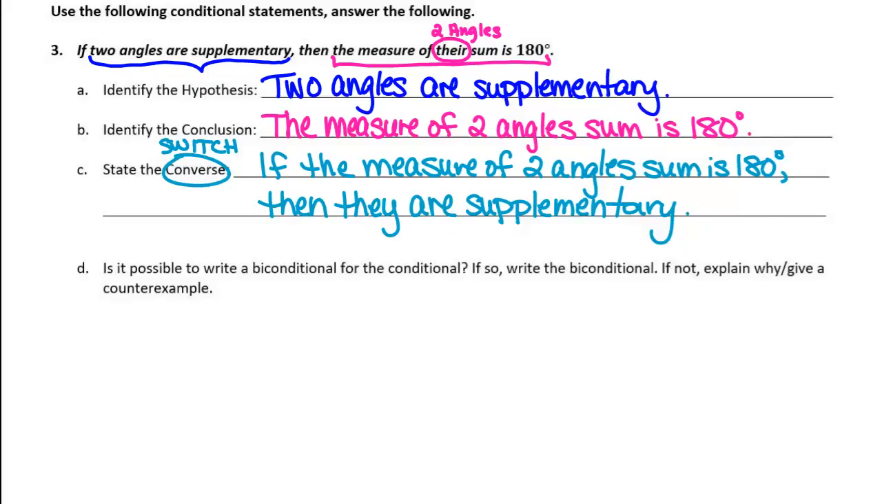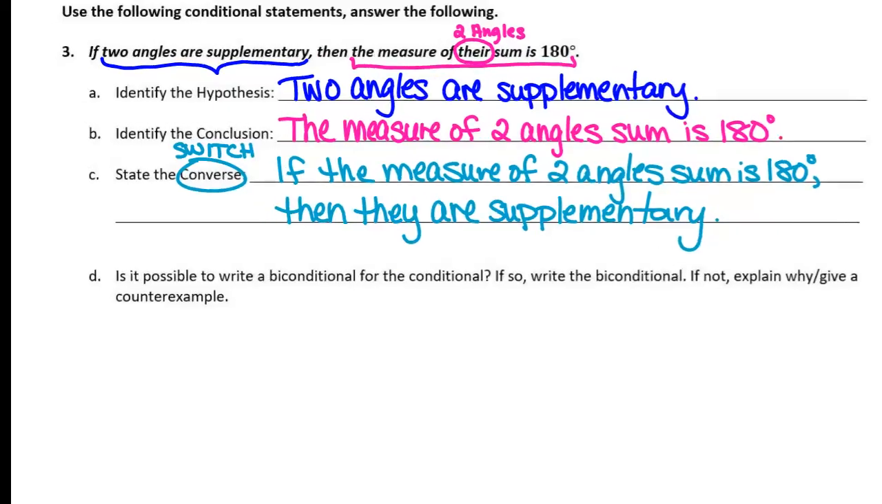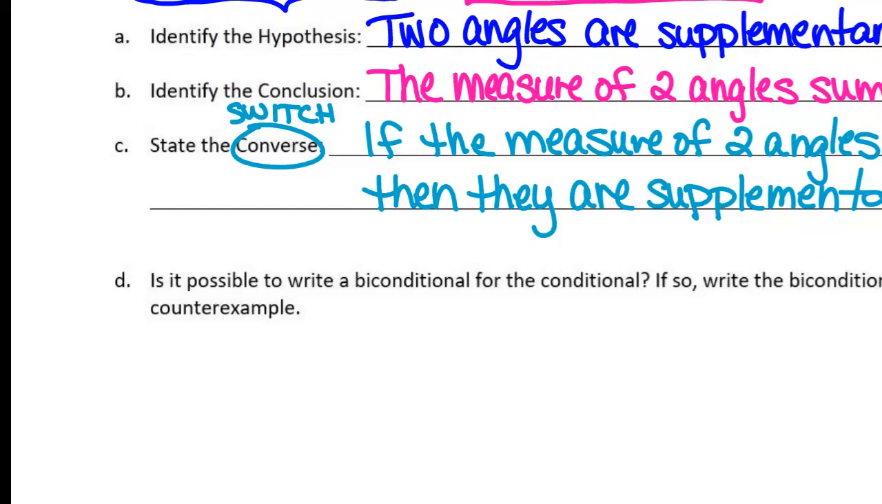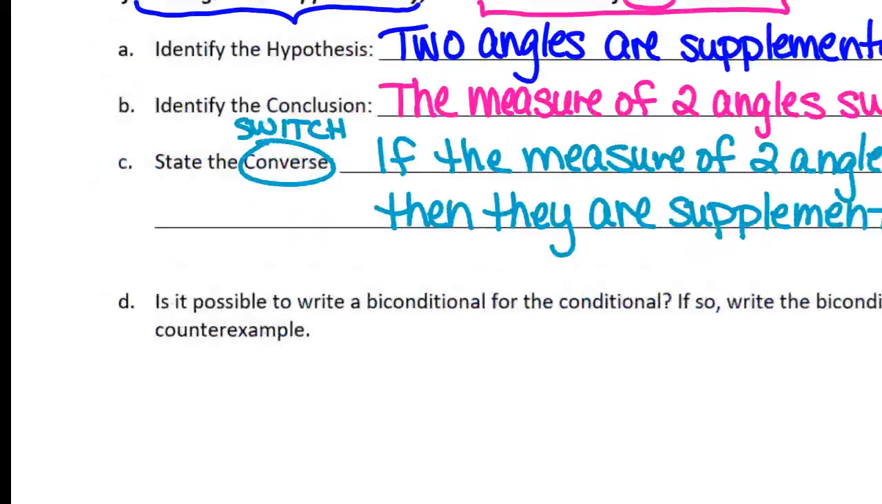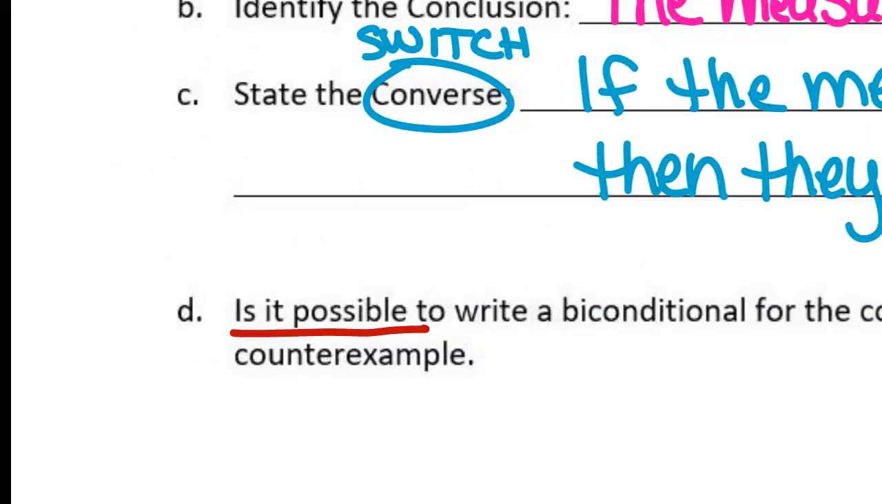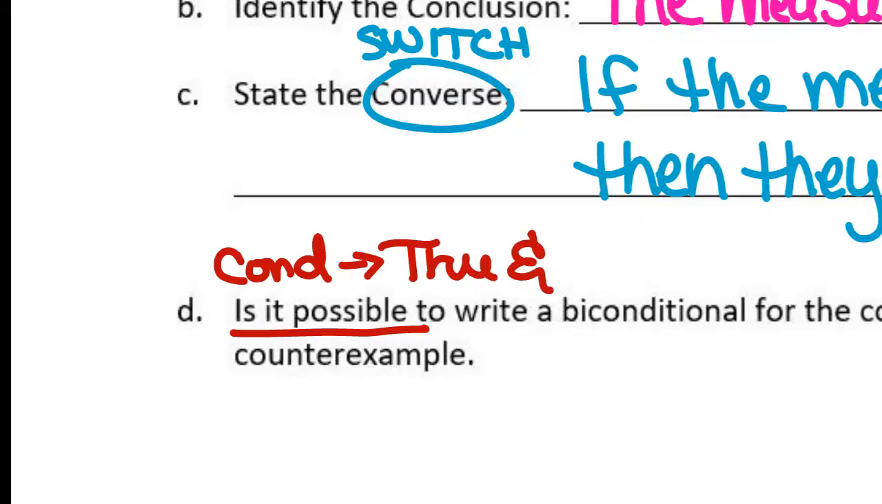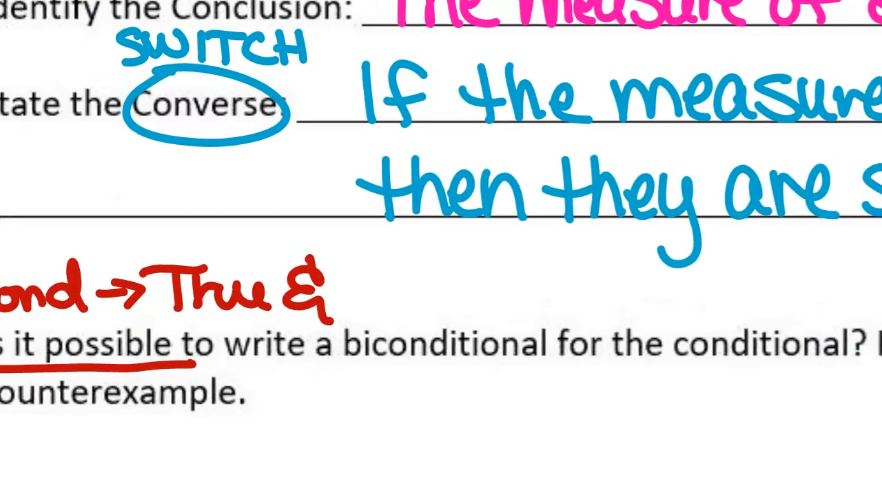All right. Is it possible to write a biconditional for the conditional? If so, write the biconditional. If not, explain why. Give a counterexample. So is it possible? We need our conditional to be true, and we need the converse to be true.